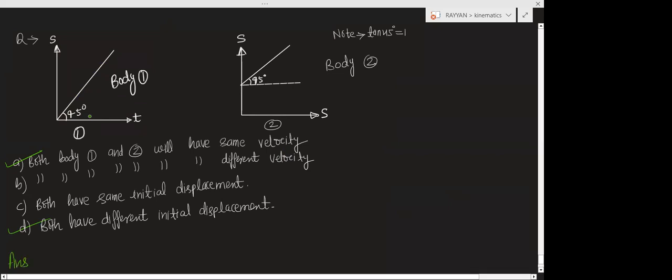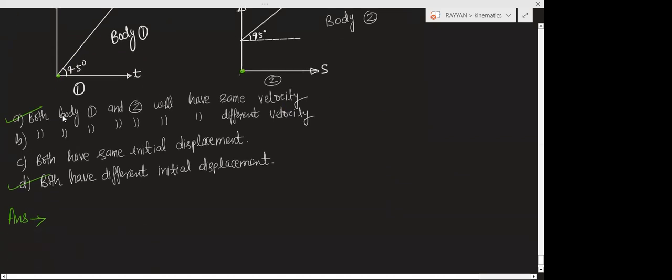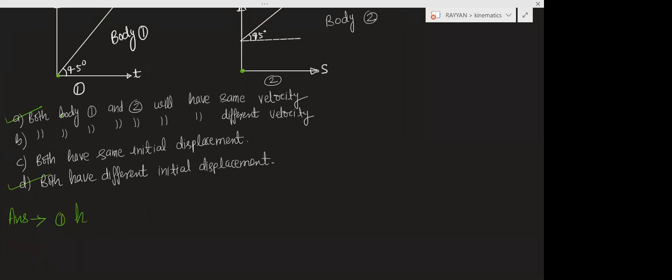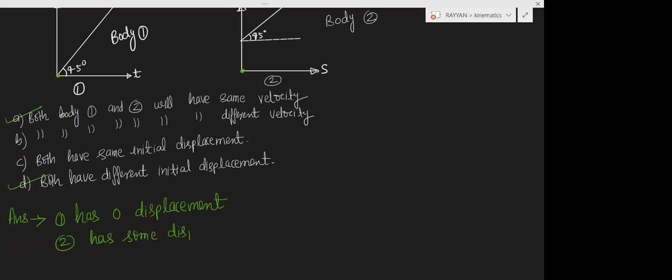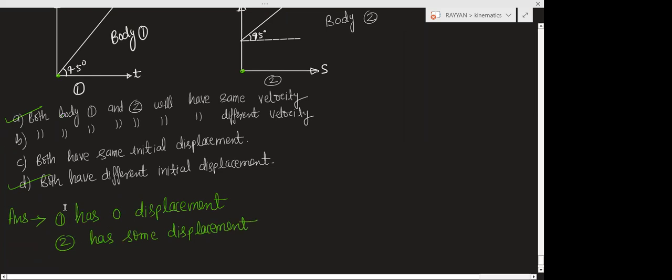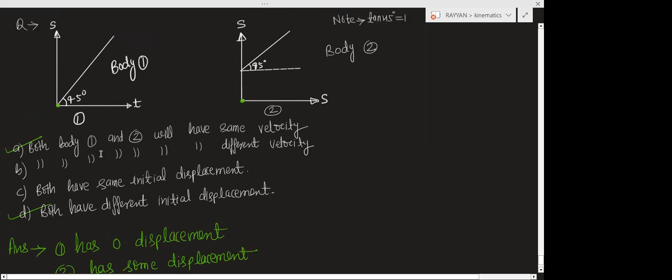Now you can see how this is. This is the initial point. Initially, body 1 has zero displacement, but the second body has some displacement. So from this it is clear that option D is correct and option C is removed.